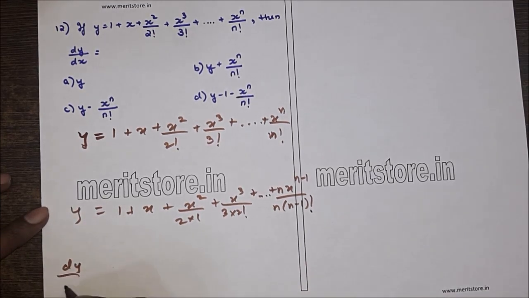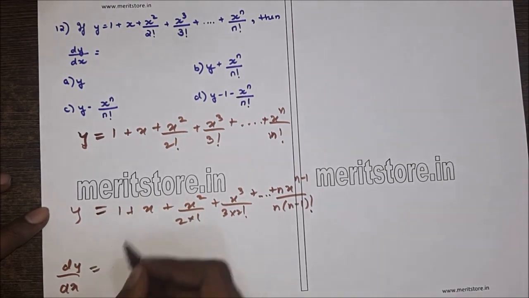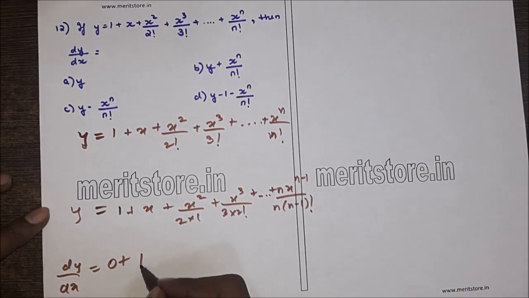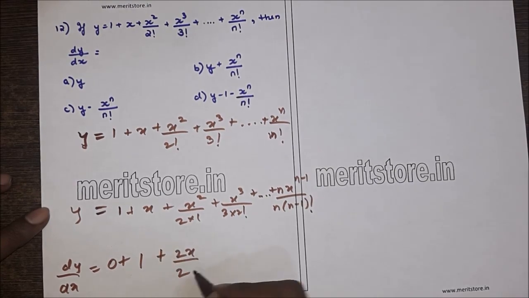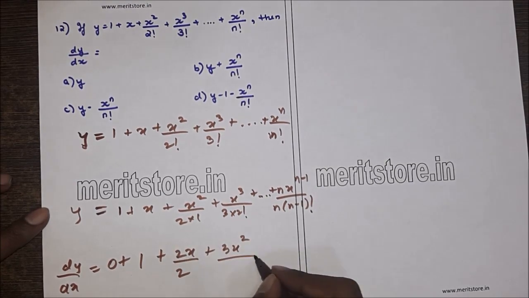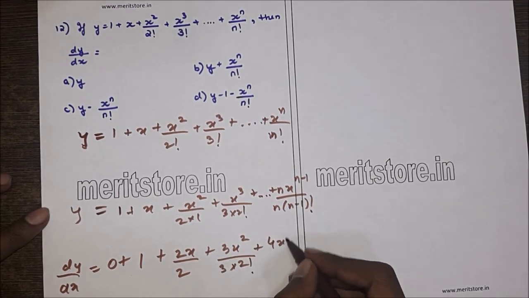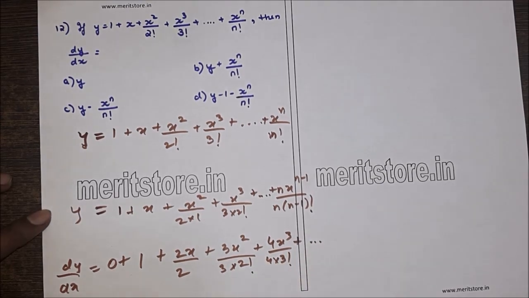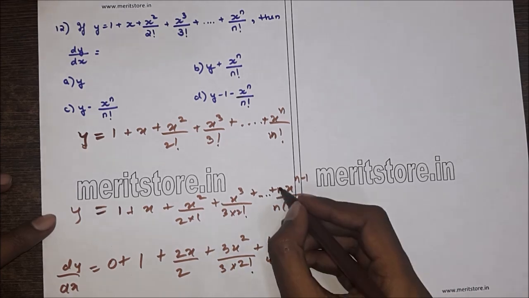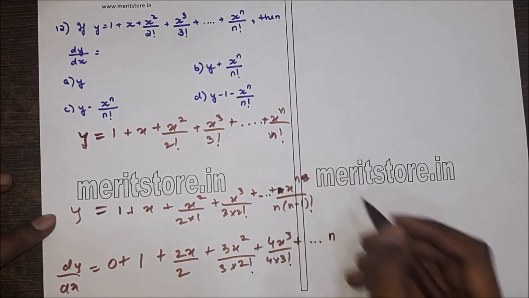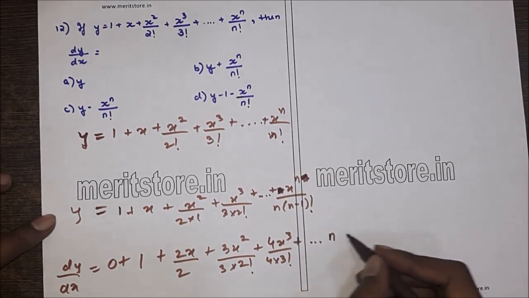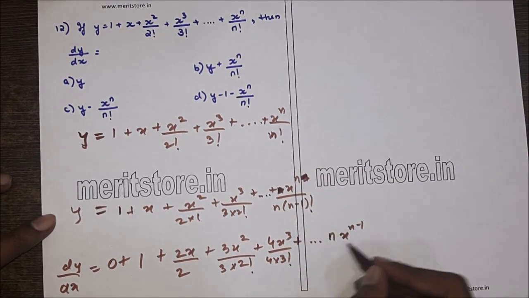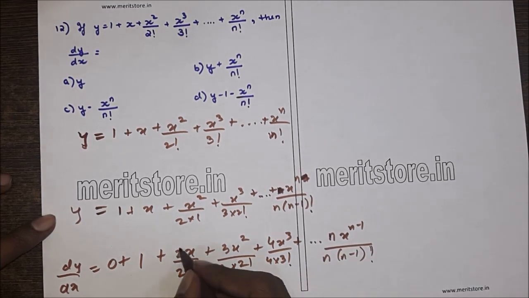We get dy by dx is, differentiation of 1 is 0, plus this is 1 plus 2 times x upon 2 plus 3 times x square divided by 3 into 2 factorial plus 4 times x cube by 4 into 3 factorial, so on and so forth till n times x raised to n minus 1 divided by n into n minus 1 factorial. So these terms get cancelled.